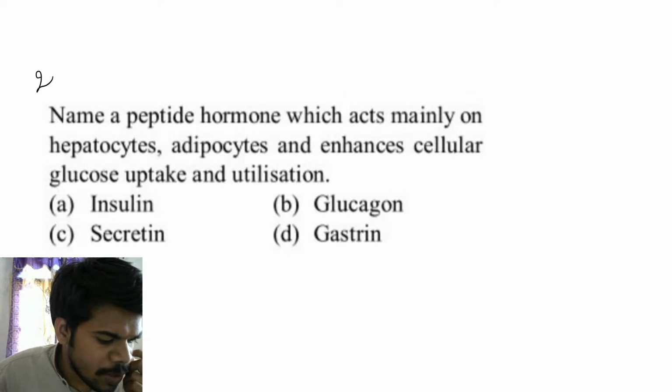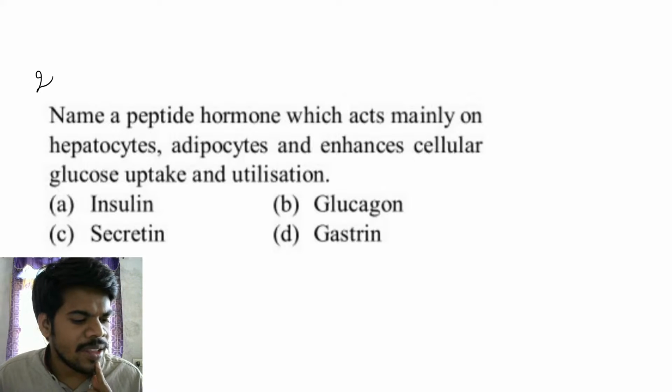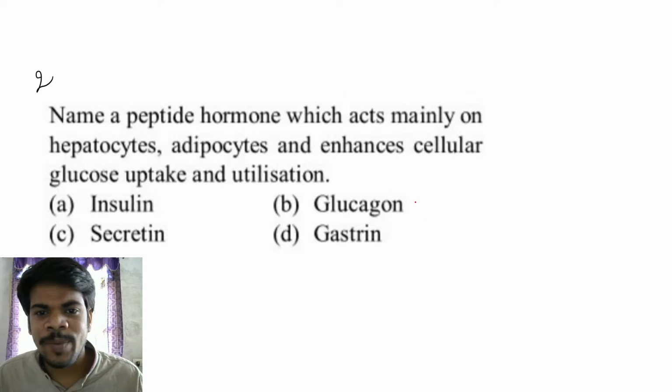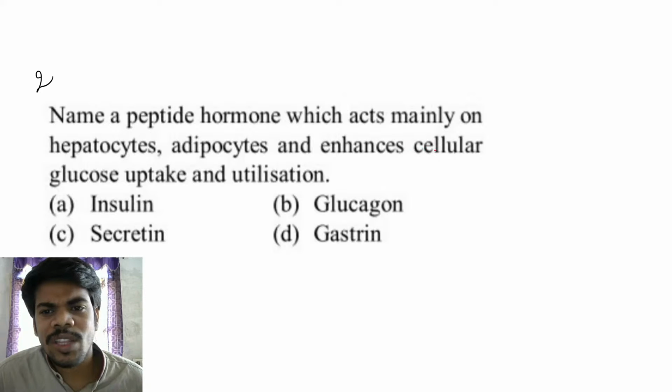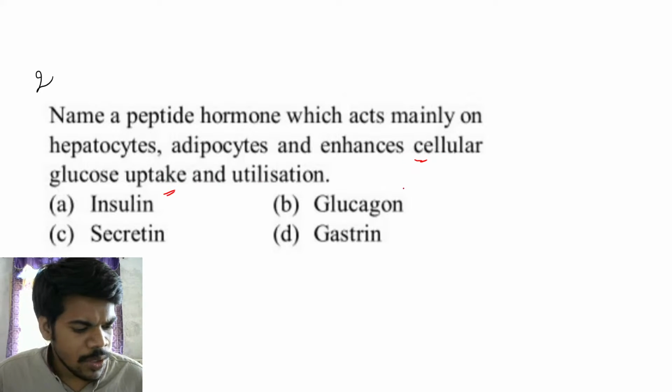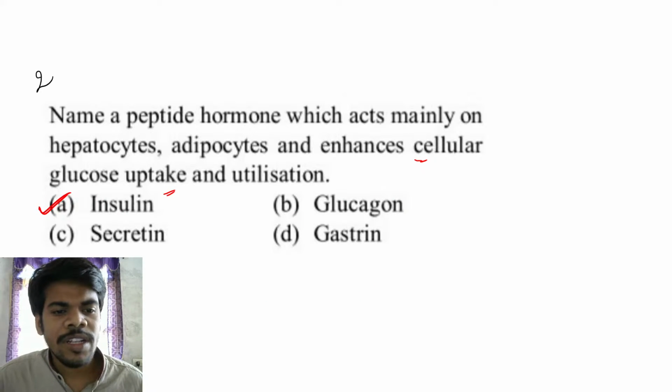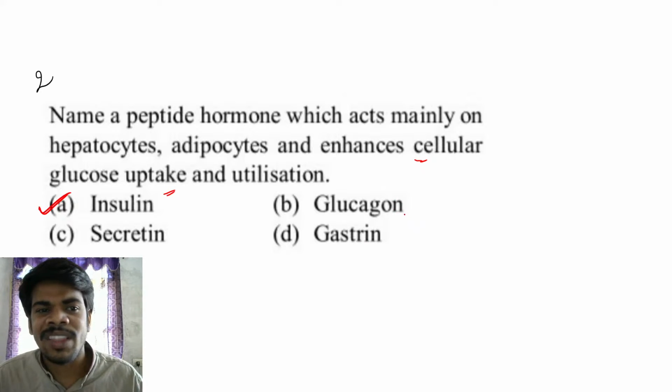Glucagon actually works on hepatocytes and adipocytes and enhances glucose levels. But here the question is about enhancing cellular glucose uptake. So it is insulin. Very good. Option A is the right answer. Insulin increases the cellular uptake of glucose. Glucagon increases the glucose level in the blood.